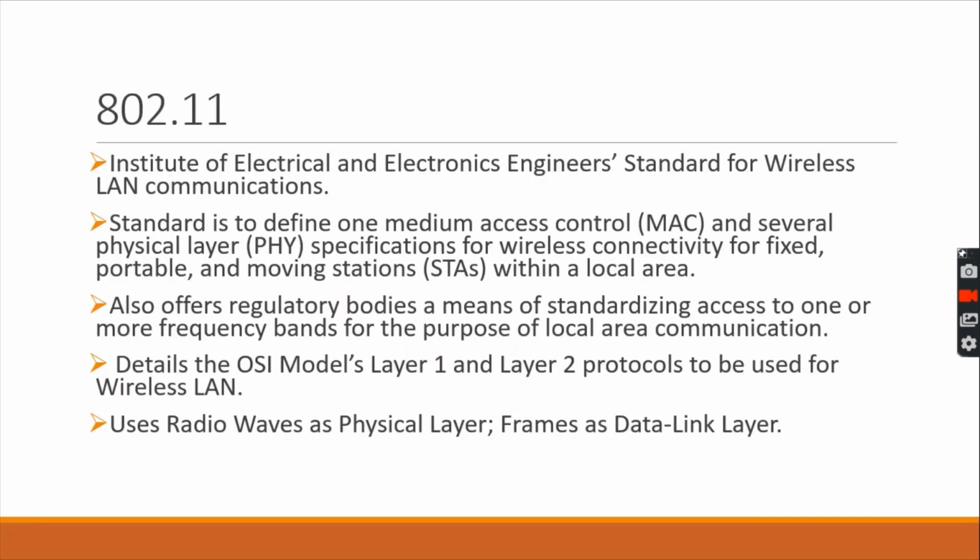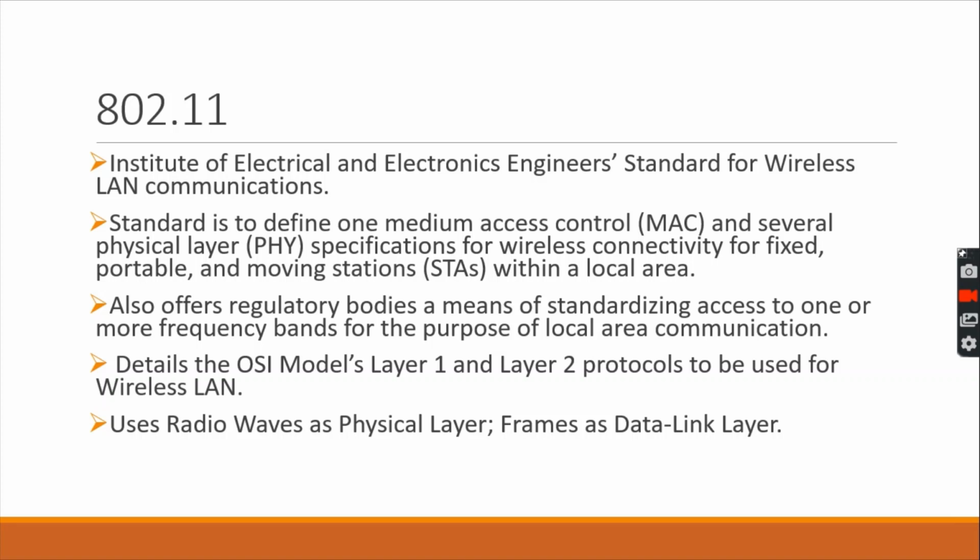Hi everyone, today we'll be having a look at the 802.11 standard, which is the IEEE's standard for wireless LAN communications. It is used to define the medium access control and physical layer specifications for wireless connectivity for fixed, portable and moving stations within a local area. It also offers regulatory bodies a means of standardizing access to one or more frequency bands for the purpose of local area communication. It details the OSI model's Layer 1 and Layer 2 protocols to be used for wireless LAN.